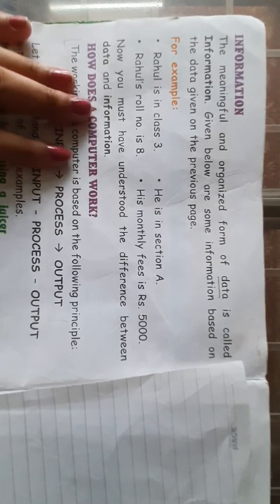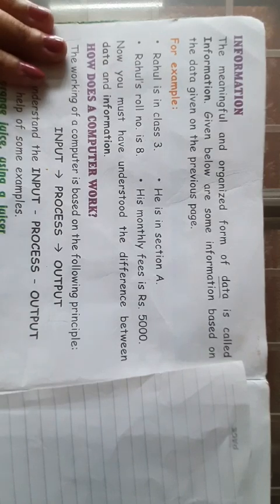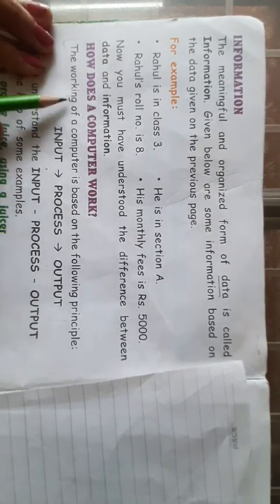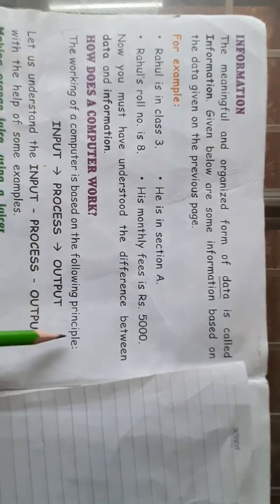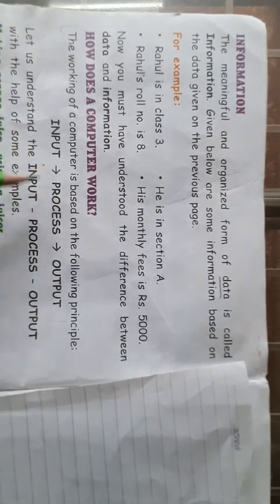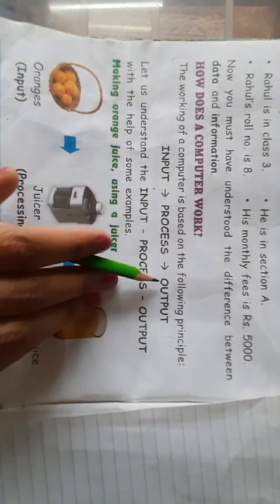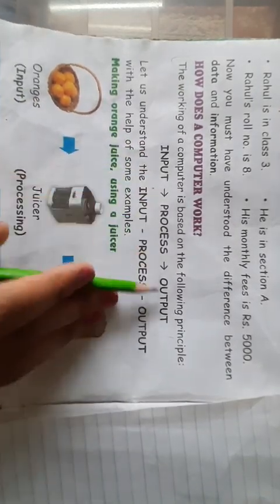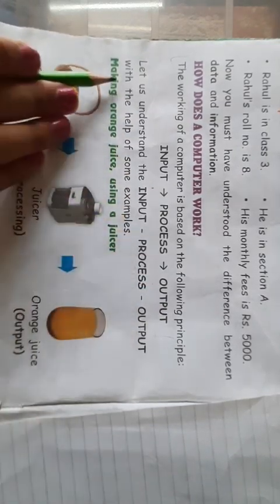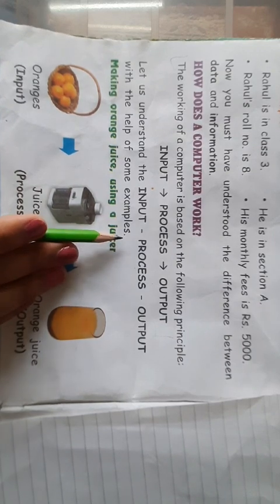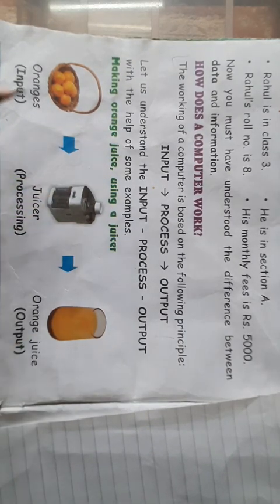Let's move further. How does a computer work? Let's start. The working of a computer is based on the following principle: input, process, output. It is very important. Input, process, output. Let us understand input, process, output with the help of some examples. There is a very simple, day-to-day life example.